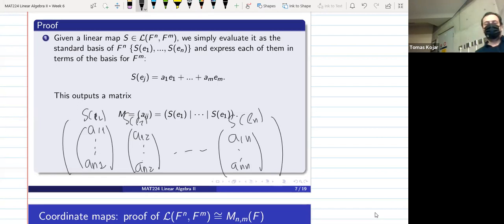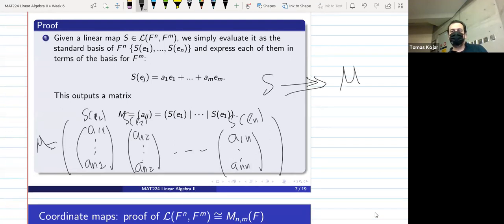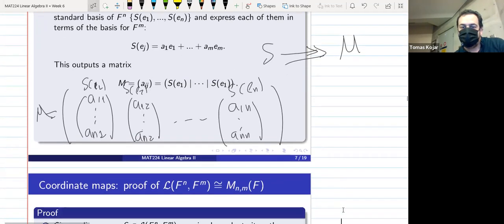So all you have to do is evaluate your map on the standard basis for your field. In most cases, we'll just do R^m. And then you put them as columns. So this will be the matrix. So given a map, we can give you a matrix. We have to do the converse as well, but that's how you get the matrix, which is what you care about in practice.